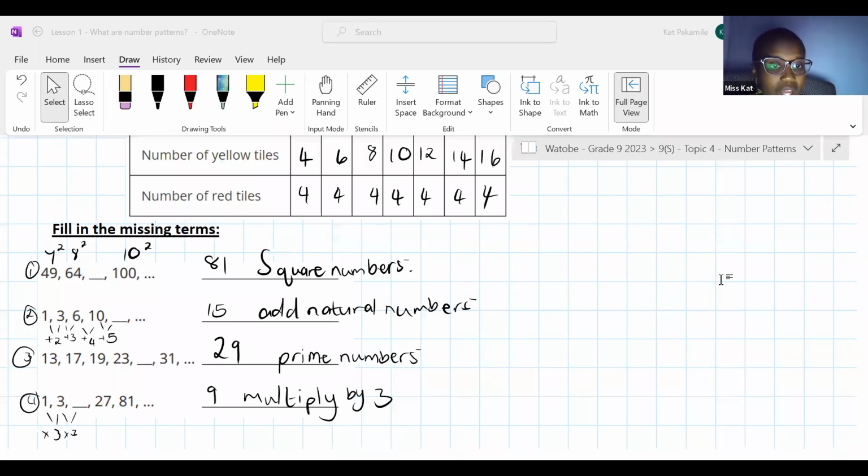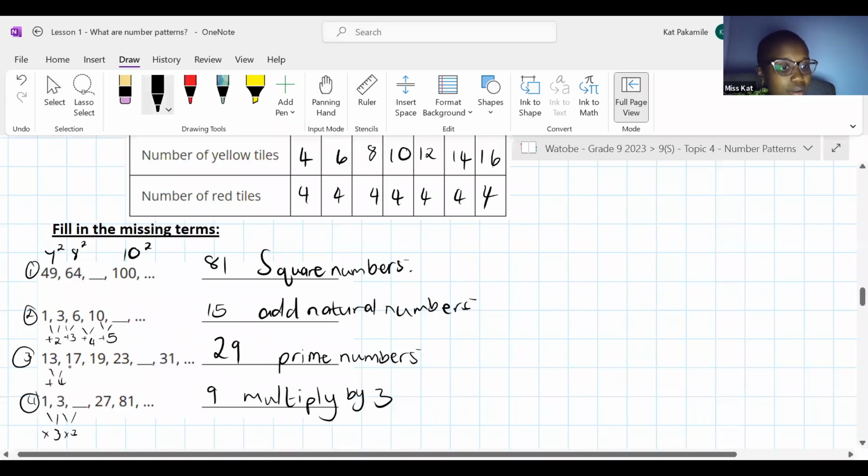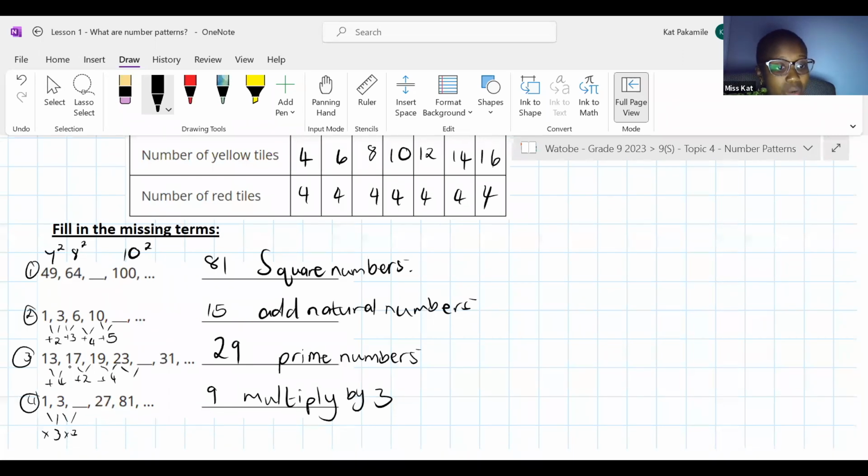Hello, ma'am. Like for number 3, I have something. Can't we say plus 4 plus 2 and then plus 4 plus 2 again? Okay, we could have done that, but it's not going to work. Let's test it, okay? Plus 4 plus 2 plus 4, which means here would have to be plus 2. So that's going to give you 25. Oh, okay, I see.